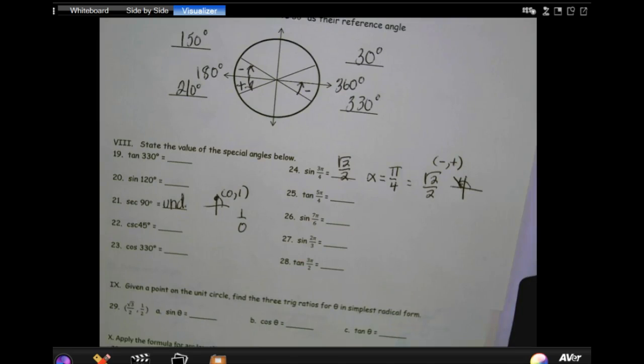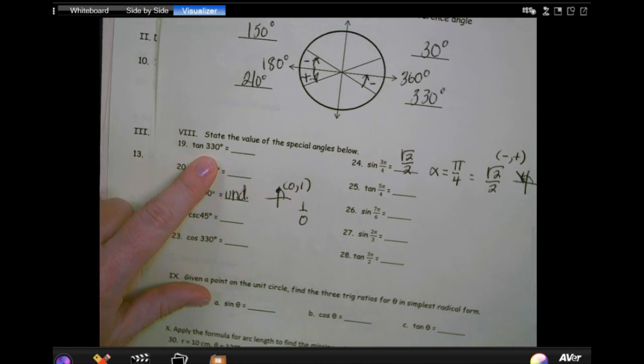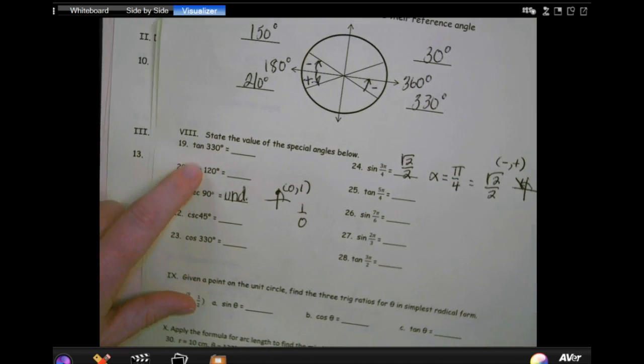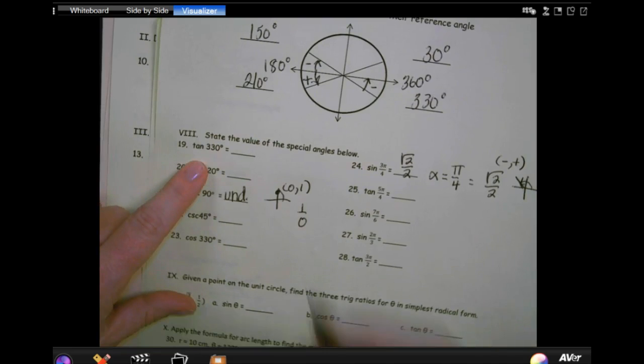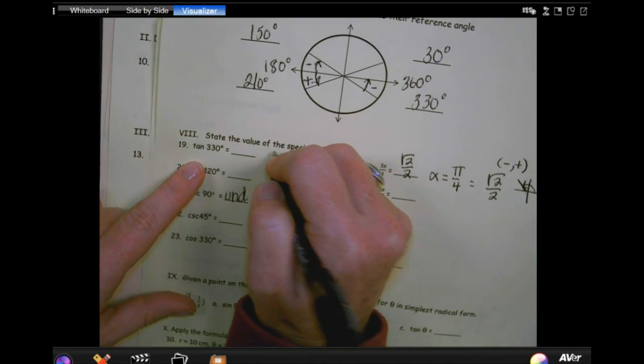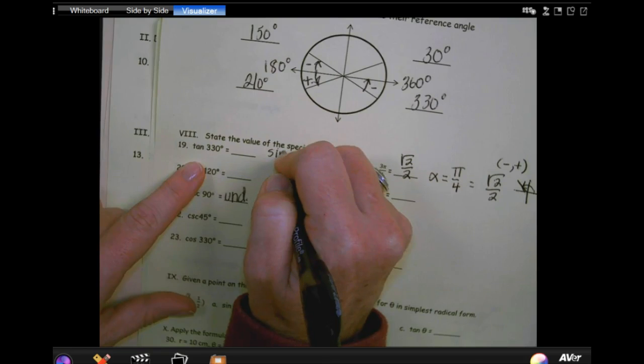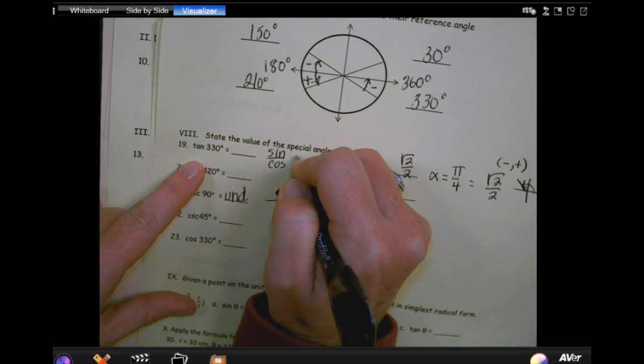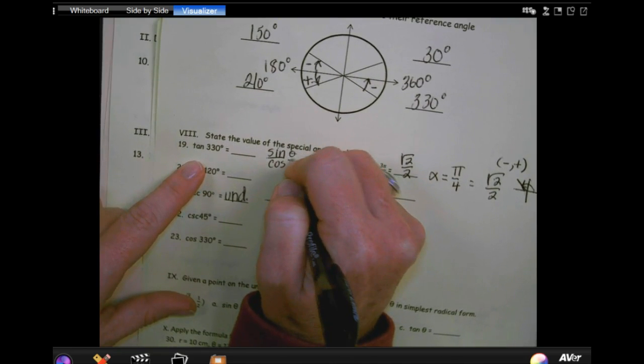So every single one of these I am going to work the exact same way. Reference angle, value, sign. Over and over and over. That's all I'm going to do. The tangent of 330. So tangent is sine over cosine, which is y over x.